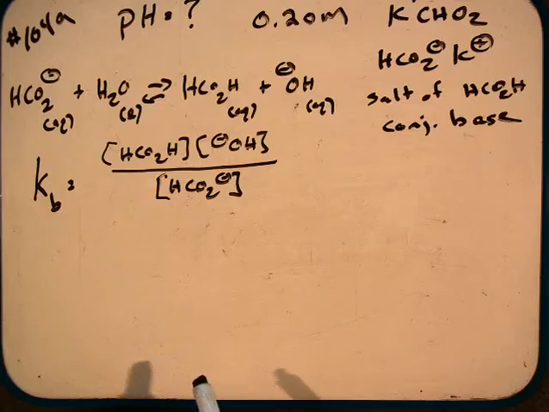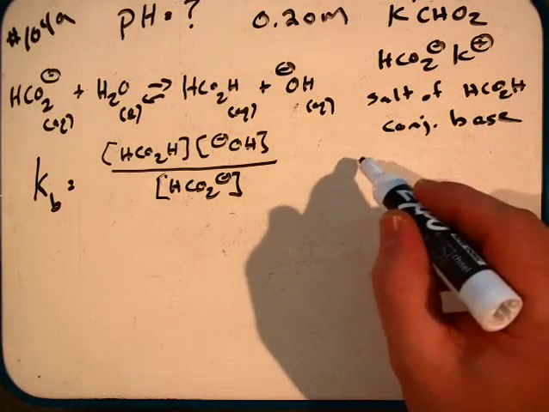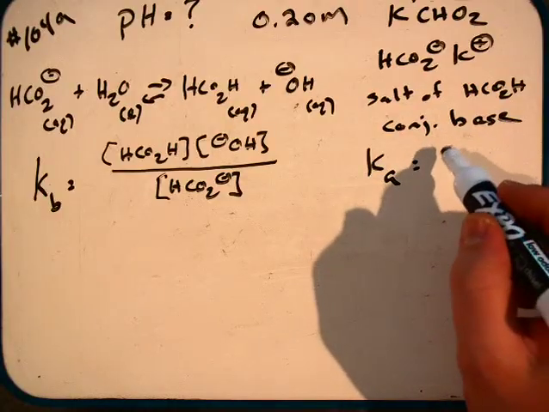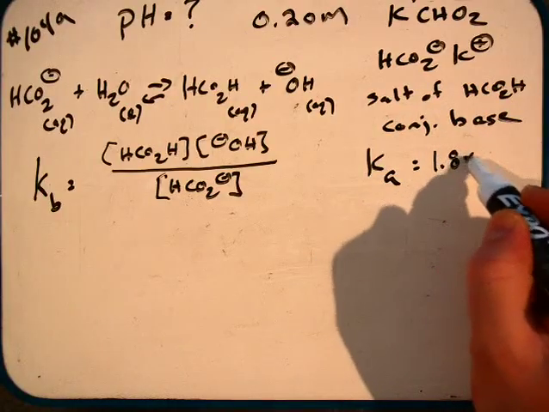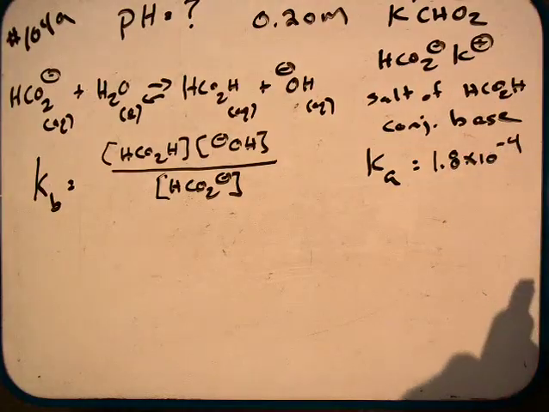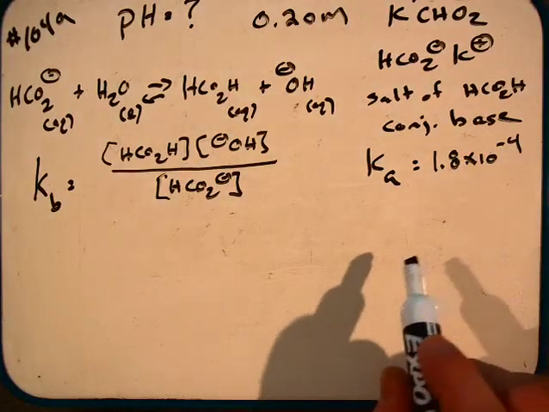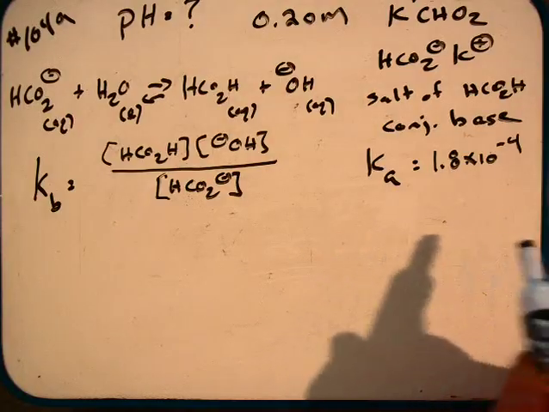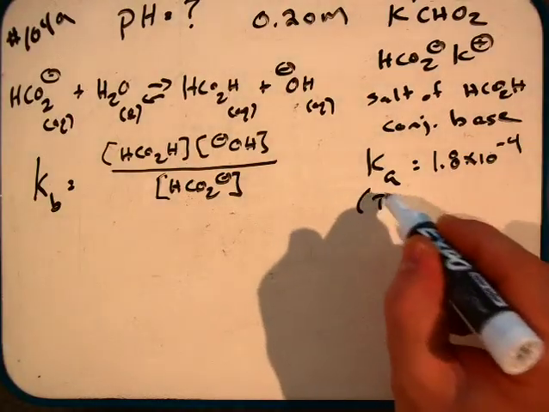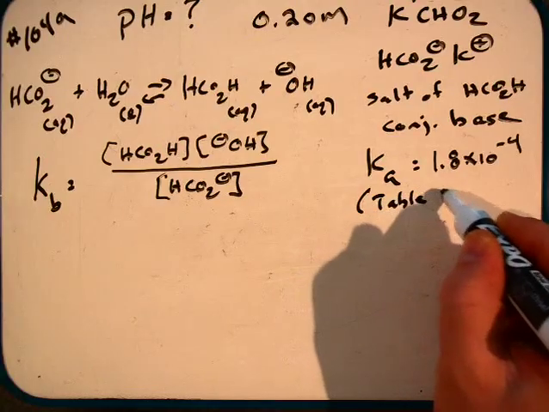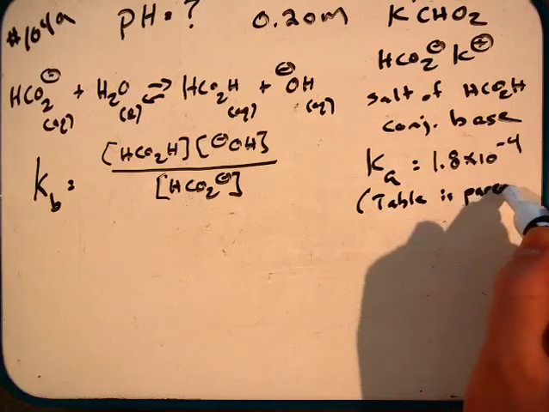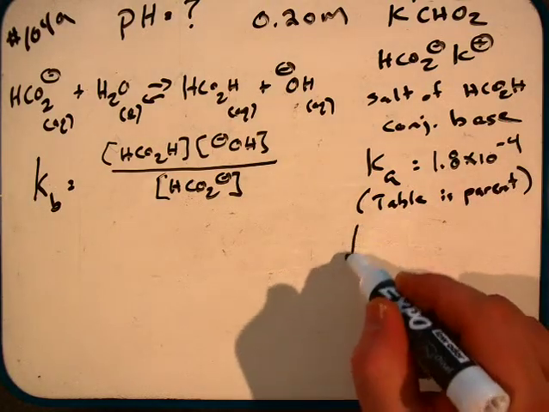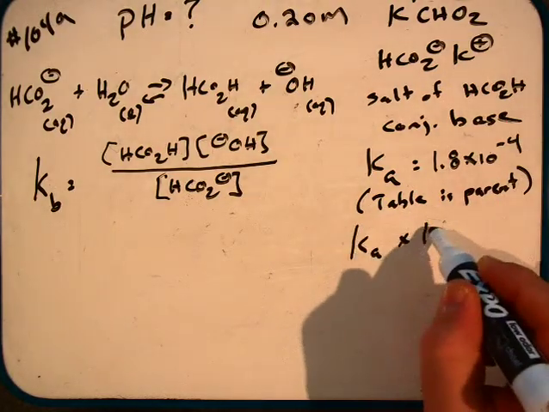If we look in our table, right, formic acid is a weak acid, we can look up the Ka for the parent, which is 1.8 times 10 to the negative fourth. Remember that when we're talking about a conjugate, we have to do a conversion. The only thing that's going to be listed in the table is parents. Parent acid, parent base.